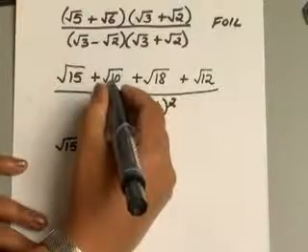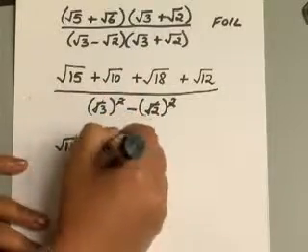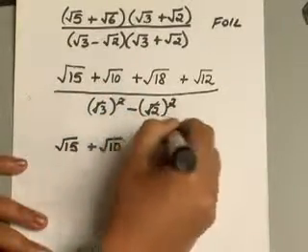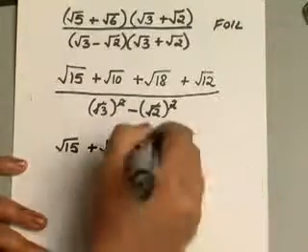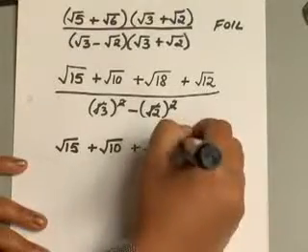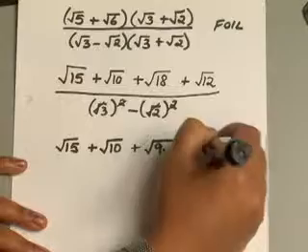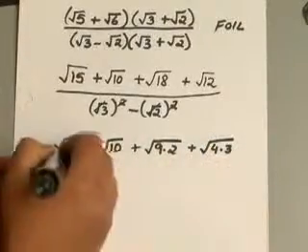10 is 5 times 2. Again, there is no perfect square, so you leave it as it is. 18, you can write it as 9 times 2, and we know 9 is a perfect square. Similar thing will happen with 12. 12 you can write as 4 times 3, 4 being a perfect square.